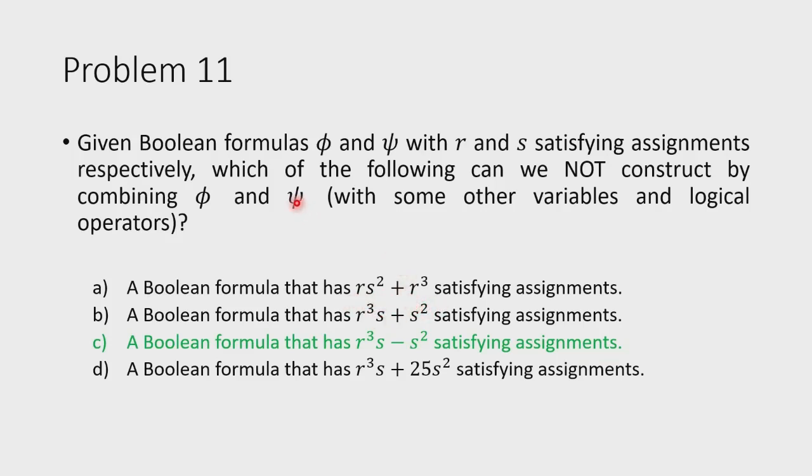Then apply product construction using psi to obtain a formula with s times s equals s square satisfying assignments. So now we have a formula with these many satisfying assignments and this many satisfying assignments. You want to obtain a formula with these many satisfying assignments. For that, you can just apply one sum construction. So you can construct this. Similarly, you can construct these two formulas. Over here, the observation is 25 s square is just s square plus s square plus s square, 25 times. So you can apply the sum construction multiple times instead of just one time over here. However, we cannot construct, or we do not know how to construct, Boolean formulas where the number of satisfying assignments is subtracted. So C is the answer.